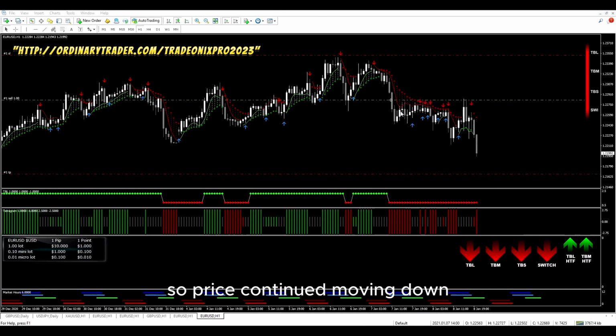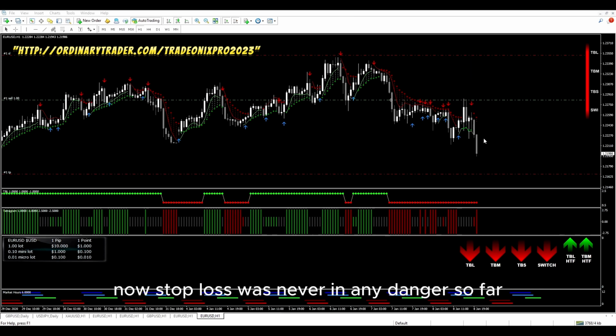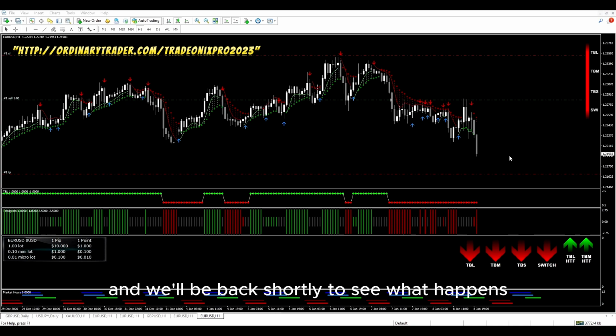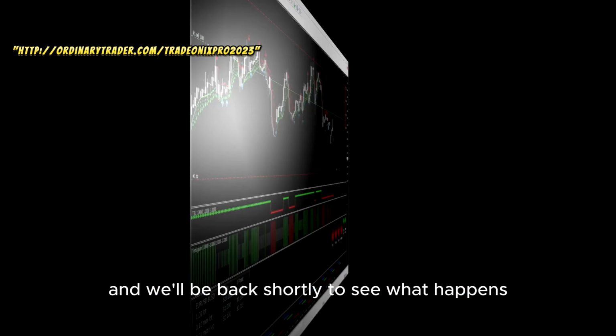This was my entry. So price continued moving down. Our stop loss was never in any danger so far. And the signal for the downtrend is still strong and looking good. So just a small update, and I'll pause again and we'll be back shortly to see what happens.